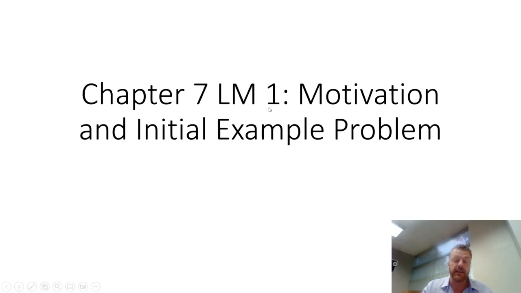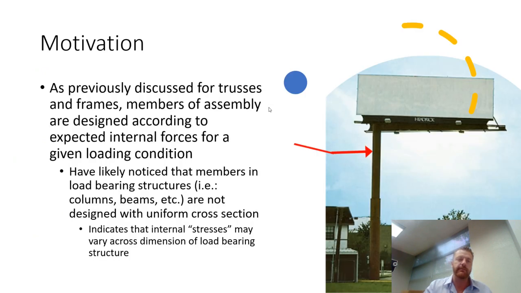So in this video, we're going to provide an overall motivation for the content in Chapter 7 and also do an initial example problem. So thinking back to Chapter 6, we predominantly talked about two different techniques in order to solve for whether or not an actual member inside a truss was in tension or compression. The two techniques that we talked about were the method of joints and the method of sections.